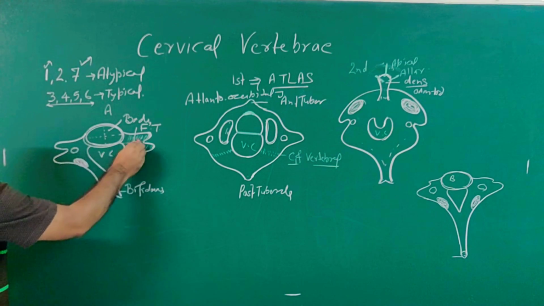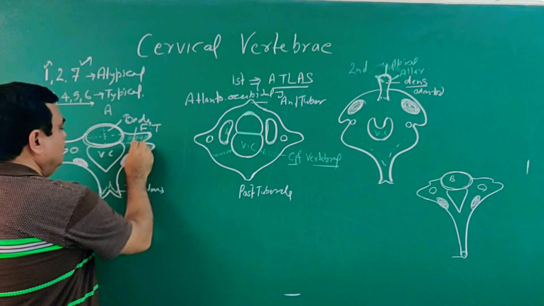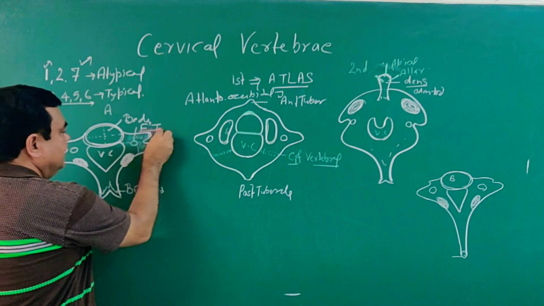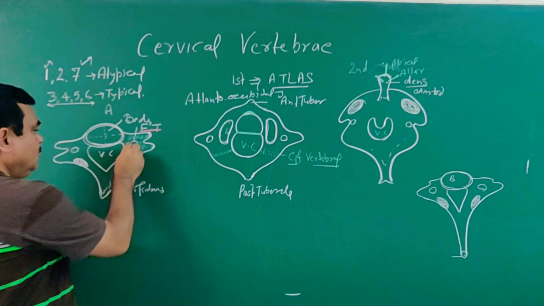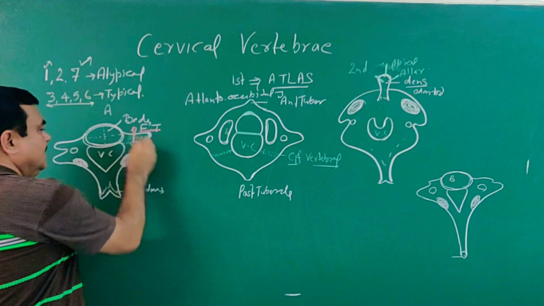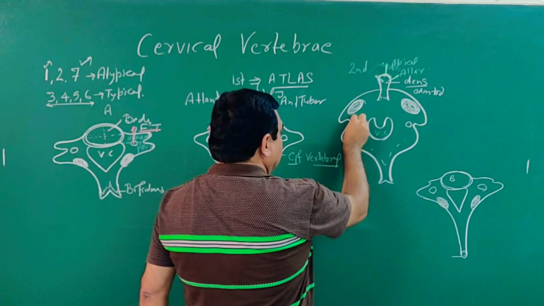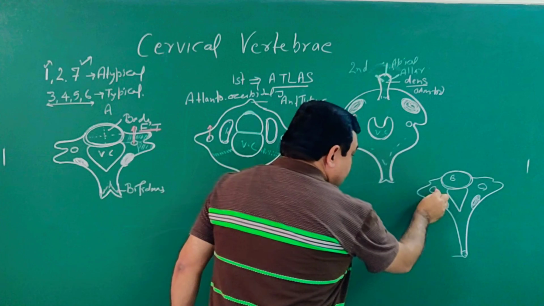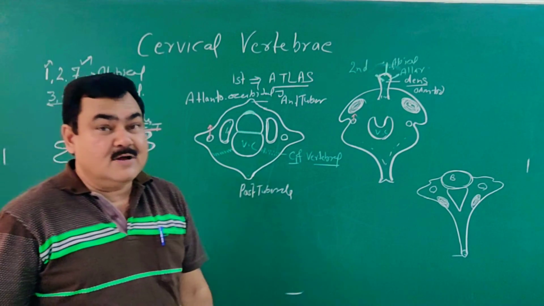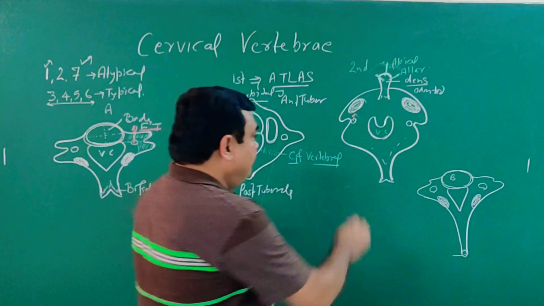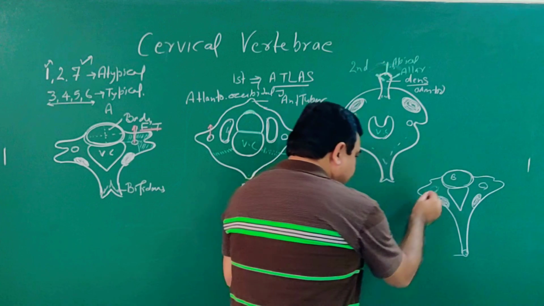Through this foramen transversarium, the vertebral artery passes. But through this one, the vertebral artery does not pass. If you compare the size, it is comparatively small in comparison to the others.